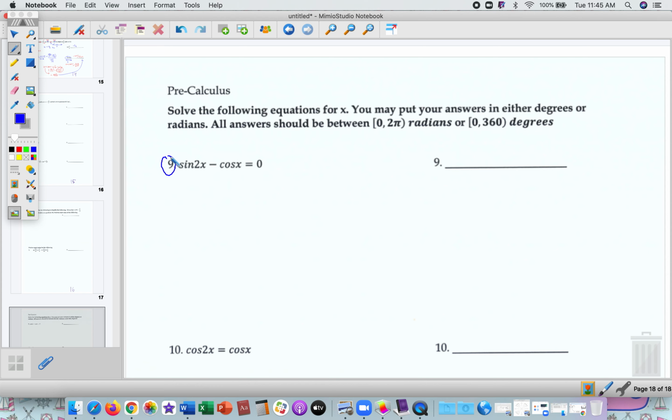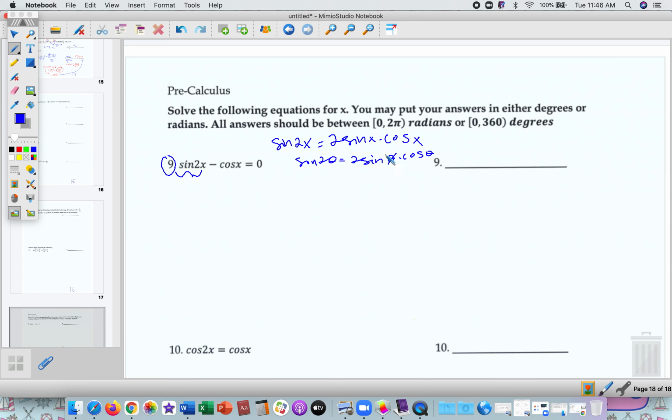Number 9, we need to solve for x. We're going to replace sine 2x with 2 sine x times cos x. The reason we're going to do that is because we're going to use our double angle identity. If we look at our identities, it says sine 2 theta is equal to 2 sine theta times cos theta.